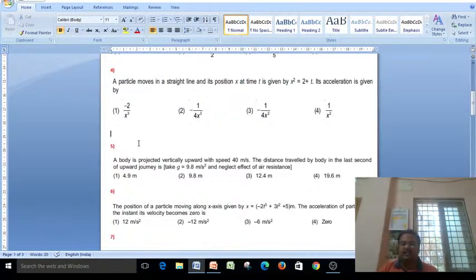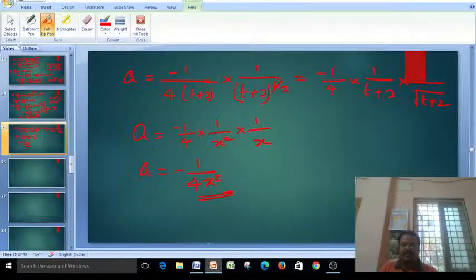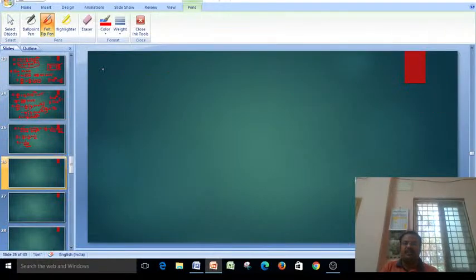So next is the fifth question. Let us check the next question. A body is projected vertically upward with a speed of 40 meter per second. The distance travelled by the body in the last second of its upward journey is to be found. Take g equal to 9.8 meter per second square, and neglect the effect of air resistance. So check out that question. Next, I am doing the fifth question.